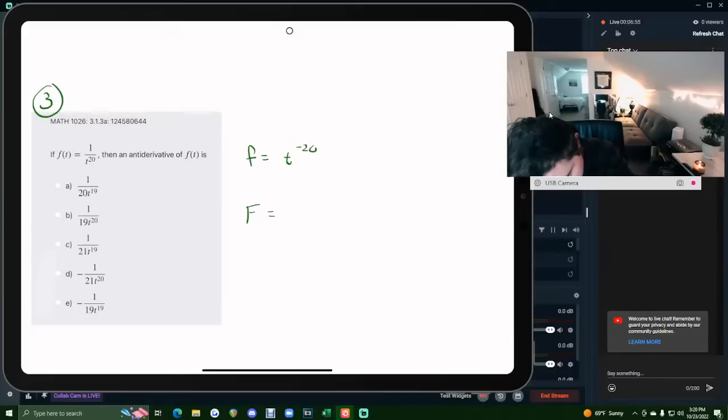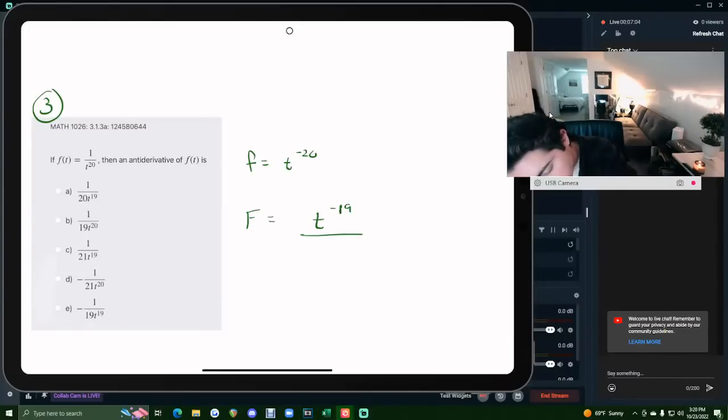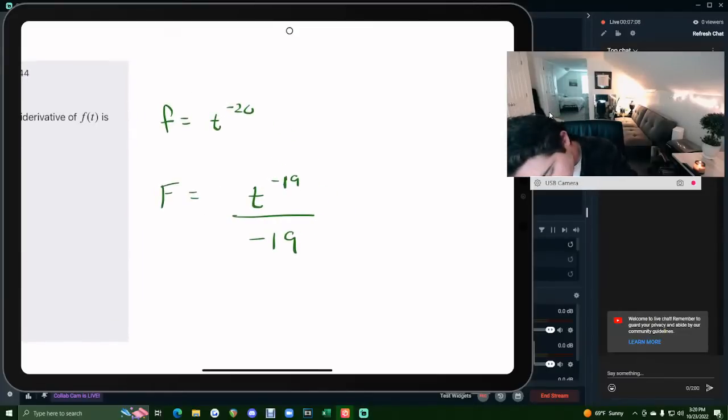So reverse power rule, we add 1 to the exponent. Negative 20 plus 1 is negative 19. And then we divide by whatever that new exponent is. So negative 19. We can rewrite this. We can bring the negative up top.